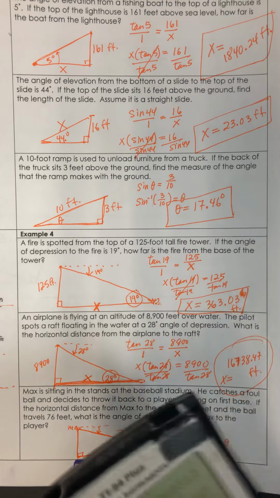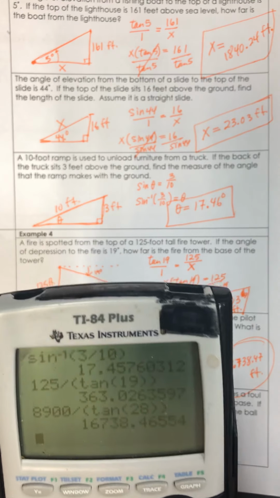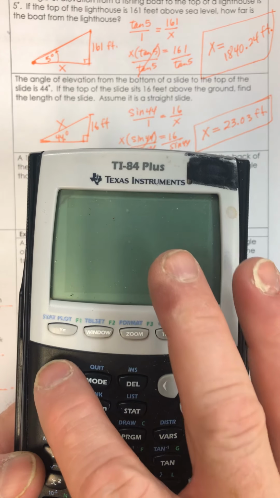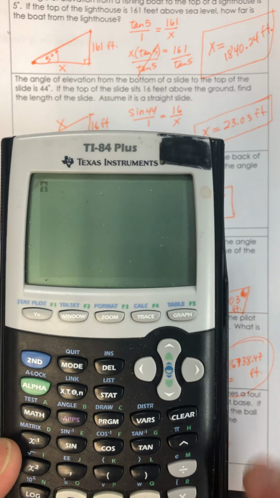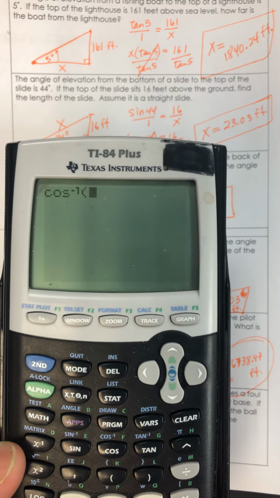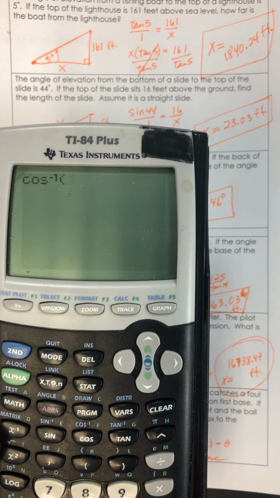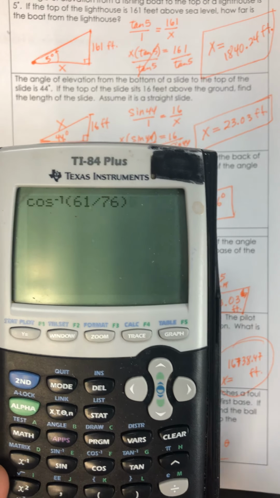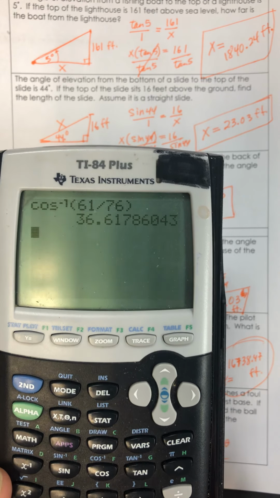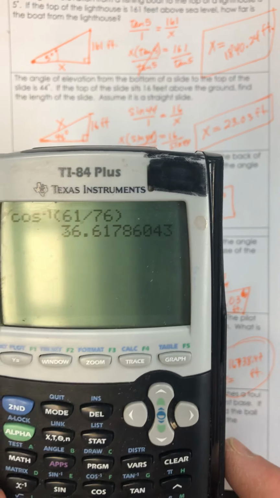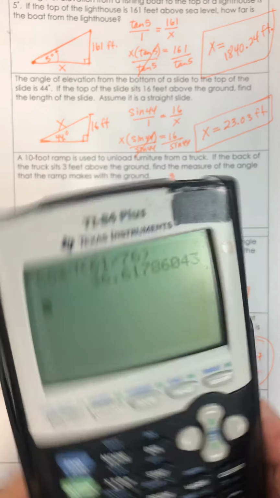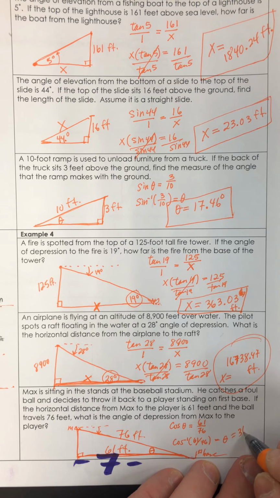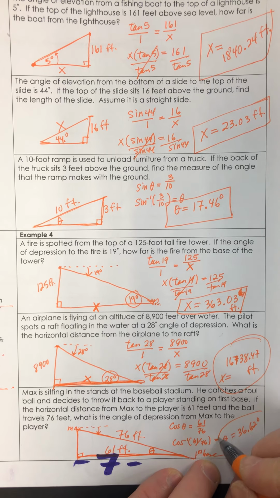So on my calculator, let's go second cosine, so cosine to the negative 1, and 61 divided by 76 in parentheses, enter, and my calculator in degree mode gives me 36.62. So that would be 36.62 degrees.